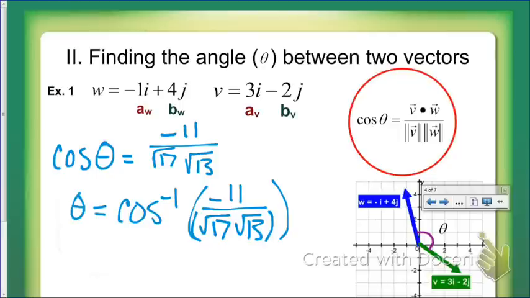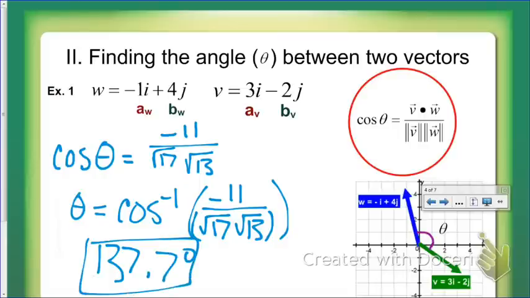And if you do this correctly, you should get, I believe it's 137.7 degrees, but let me double check with my calculator because I can't do this without one. And yes, it is 137.7 degrees, and that is the angle between those two vectors.